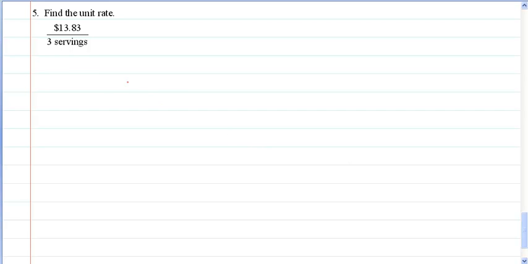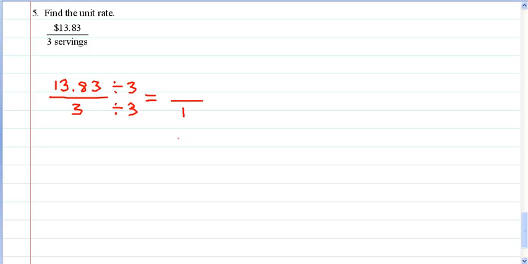And the last example, number 5, we're asked to find the unit rate. And when you're finding the unit rate, you always want to turn the denominator into the number 1, even if the denominator does not divide out evenly. So you want to divide both the numerator and denominator by 3, because you're trying to find out how much it costs for one serving. Always turn the denominator into 1 when you're finding a unit rate.